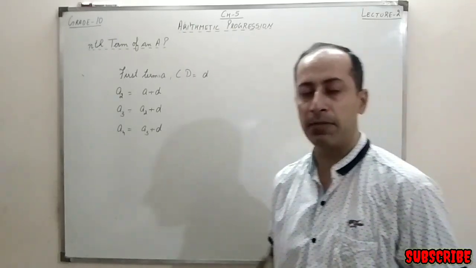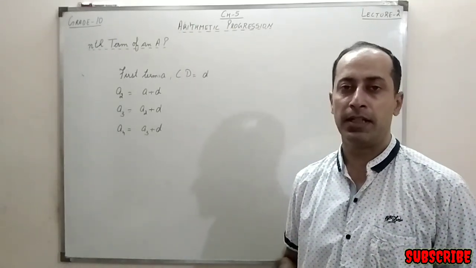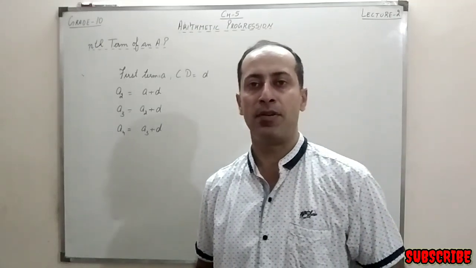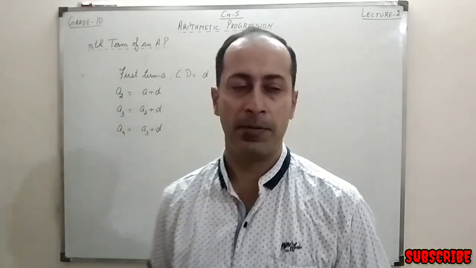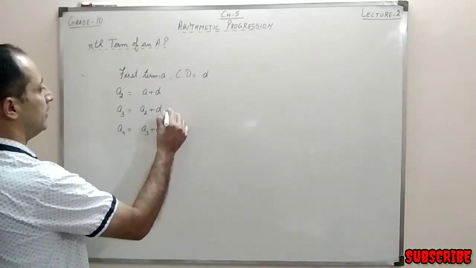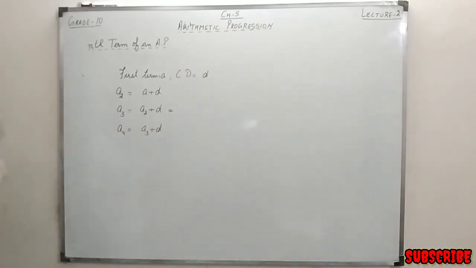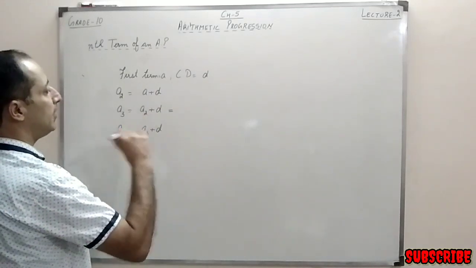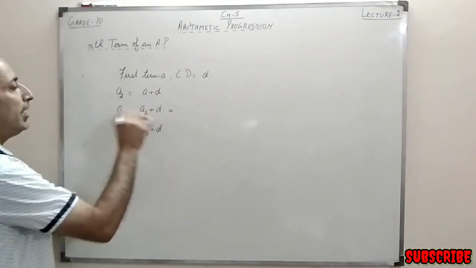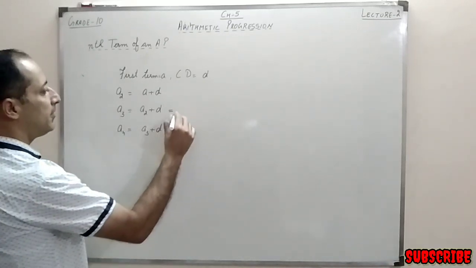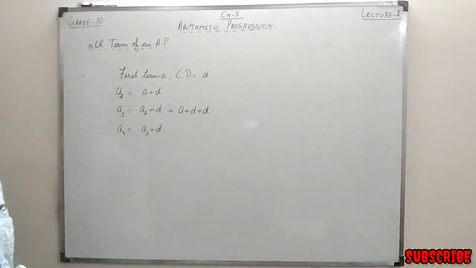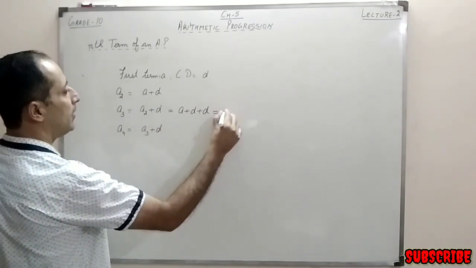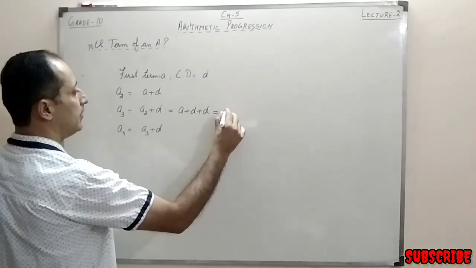But today we will discuss how we can find any term if we know the first term and the common difference of the AP, along with the number at which that term comes. Let's see how. Now we modify these things only. If you see, I've written A3 equals A2 plus D. Now A2, from the first, can be written as A plus D. It means if instead of A2 I write A plus D, it will be A plus D plus D, and this becomes A plus 2D.